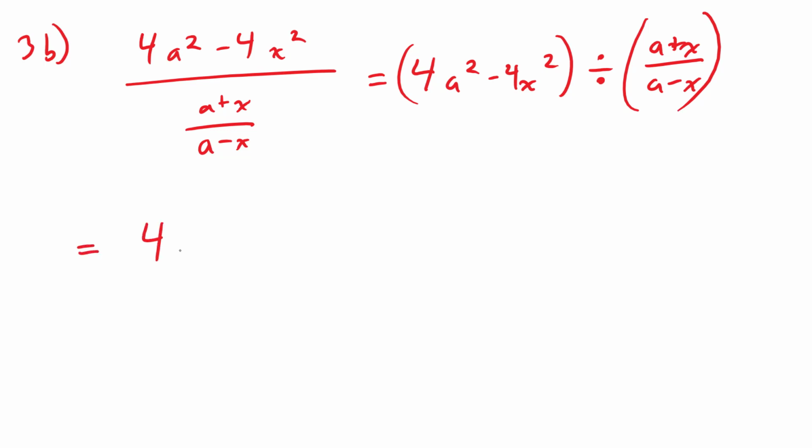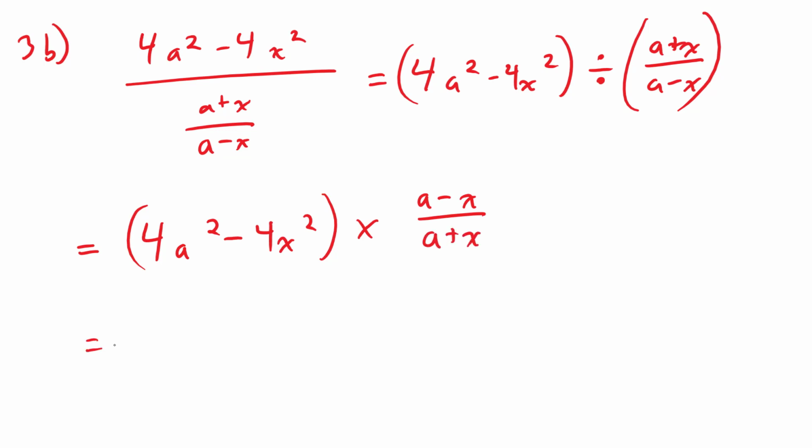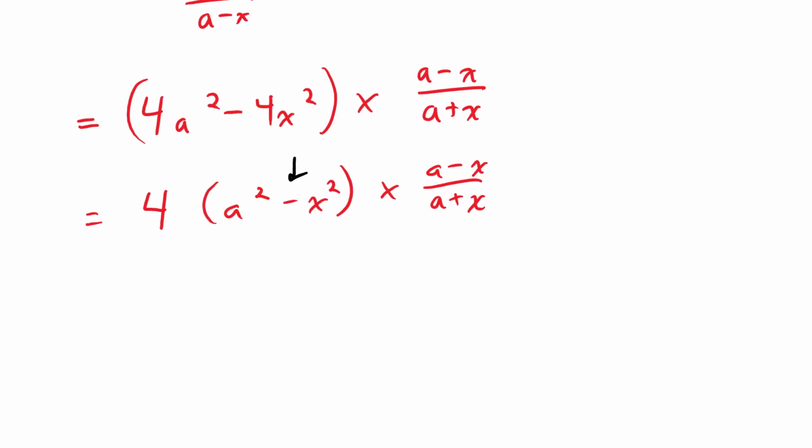Let's now flip it and multiply it. Let's pull a common factor out from our first set here. 4 comes out, leaving me with a squared minus x squared. Notice what we have here? We have a difference of squares. So let's factor that using our knowledge of difference of squares.